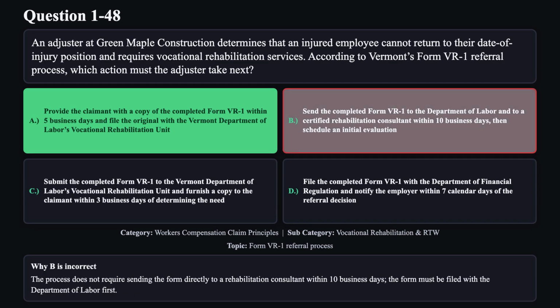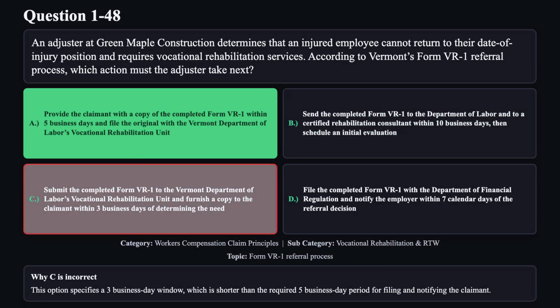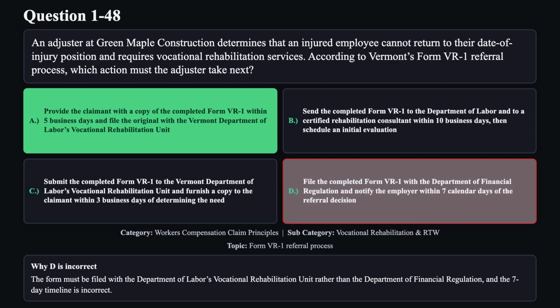Reason B is not correct. The process does not require sending the form directly to a rehabilitation consultant within 10 business days. The form must be filed with the Department of Labor first. Reason C is not correct. This option specifies a 3 business day window, which is shorter than the required 5 business day period for filing and notifying the claimant. Reason D is not correct. The form must be filed with the Department of Labor's Vocational Rehabilitation Unit rather than the Department of Financial Regulation, and the 7-day timeline is incorrect.